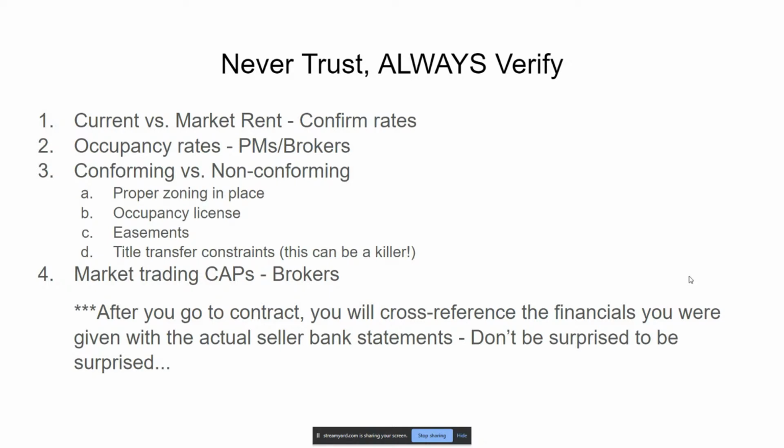Occupancy rates. If you're local, the best way to do it is just drive through and see if they're actually occupied or not, and go through the other units. See what the condition is of the other ones compared to the one that you're looking at getting. If you're not in the market, call around and ask the same questions.